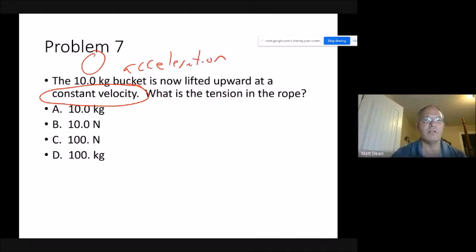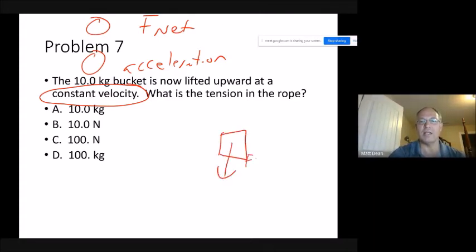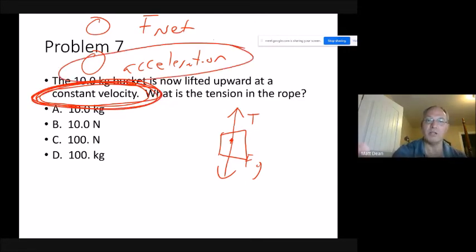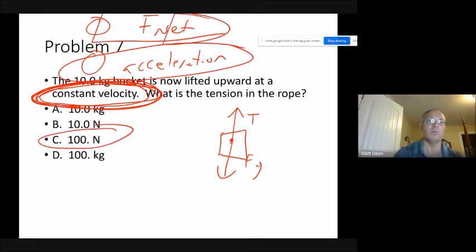Since there's 0 acceleration, that means there's 0 net force, which means if we draw a free body diagram, the weight acting down still has to be balanced out and equal to the force of tension in that rope. So if the weight acting down is 100, the tension in that rope still has to be 100. That circled phrase is crucially important, constant velocity. Constant velocity means no acceleration. No acceleration means no net force. So our answer here, 100 newtons, and that's acting in the upward direction.